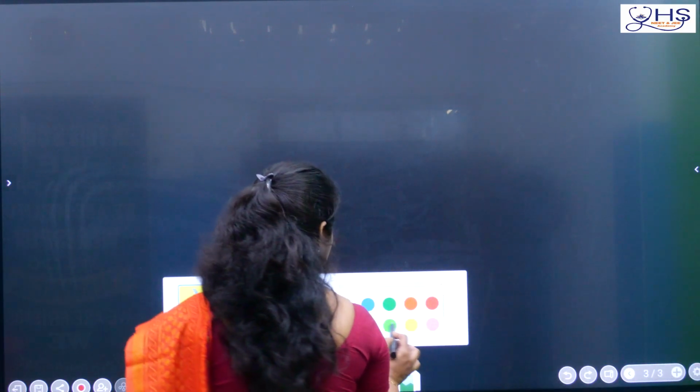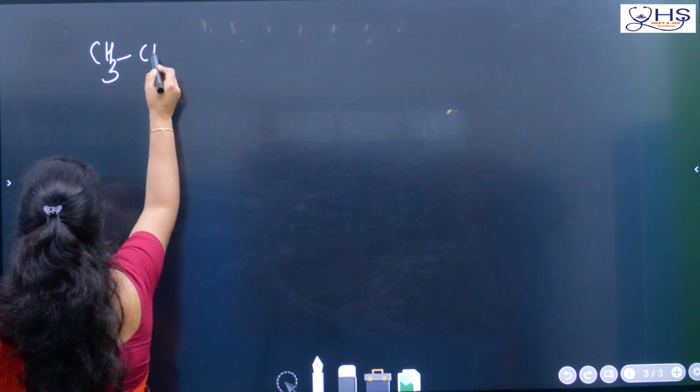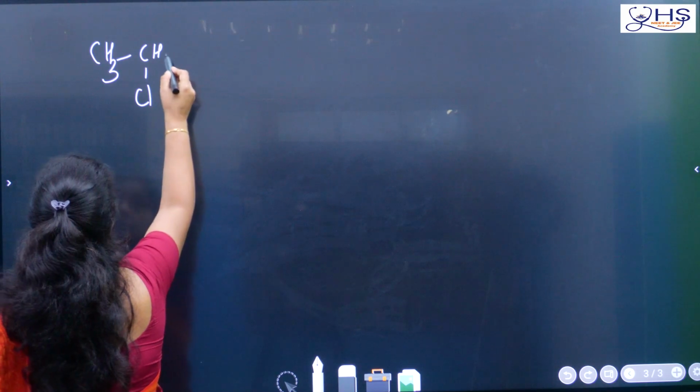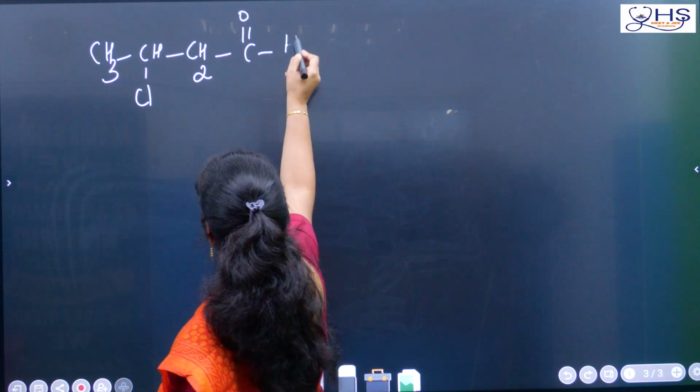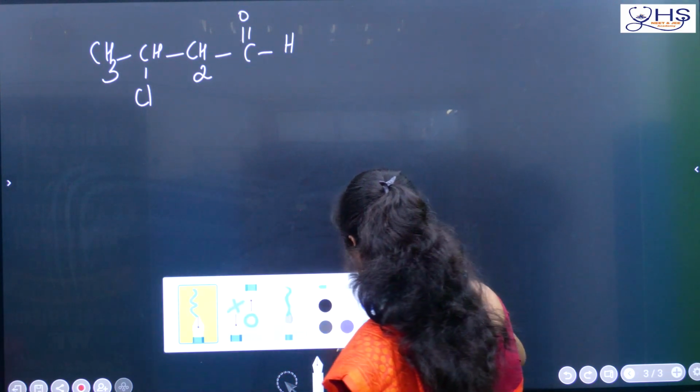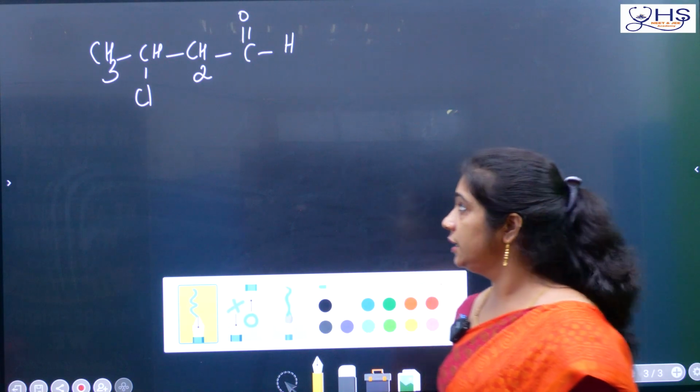For example, I am writing CH3, CHCl, CH2, C double. Simple questions like this are coming in CBSE. This question is also one of the previous year questions. So now, how do we do the numbering?